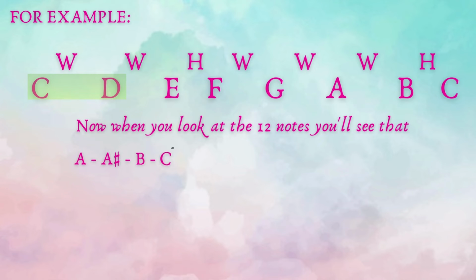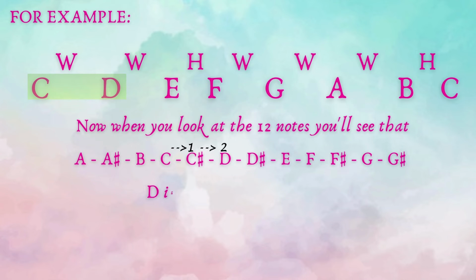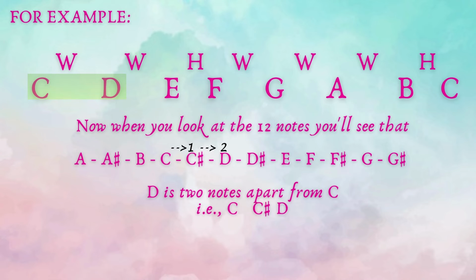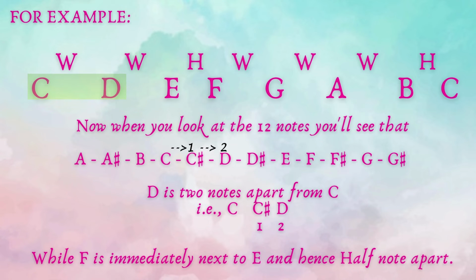For example, in a C major scale, between C and D there's an interval of 2 notes: C, C sharp, D. D is the second note, so a whole note interval comes over here. Between D and E, you'll see D, D sharp, E. E is again the second note, so again a whole note interval happens over here.